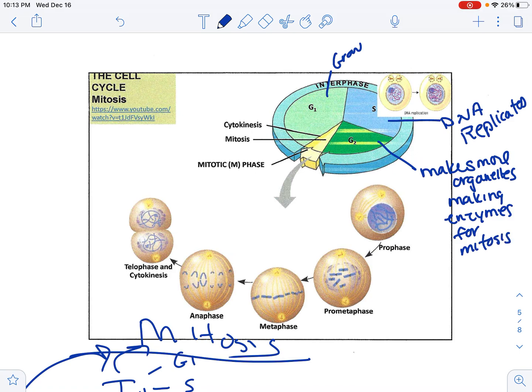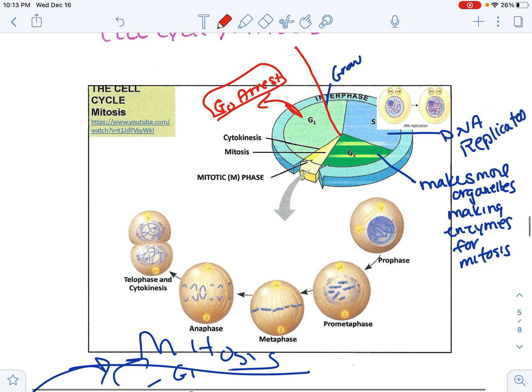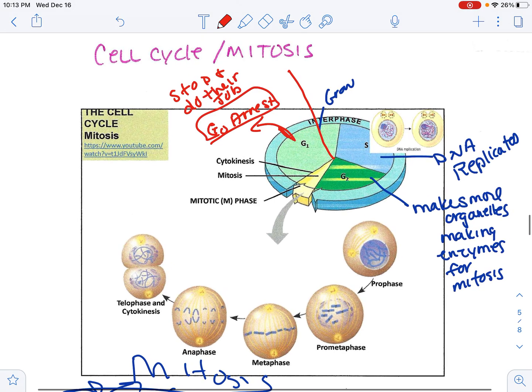So let me draw a line here. Most cells are in what we call the G0 arrest, which means they stop. So most cells get to G1 and they go into G0 arrest where they just stop and do their job. Most of your cells right now, that's where they are in the cell cycle. They're basically in G1 but stopped. And they're not dividing. They're not doing mitosis. They're just doing their job. And that's where most cells are.